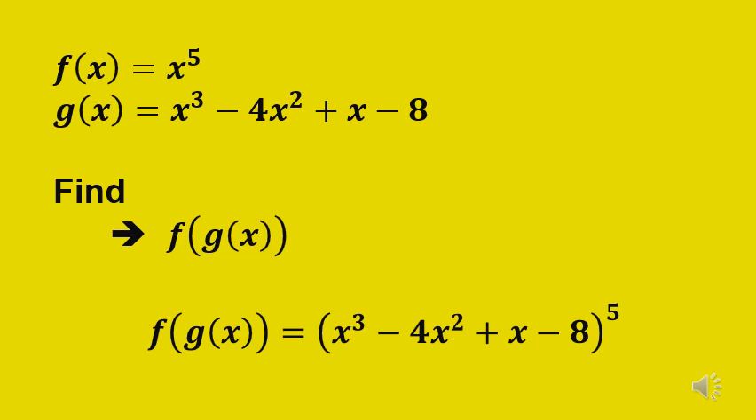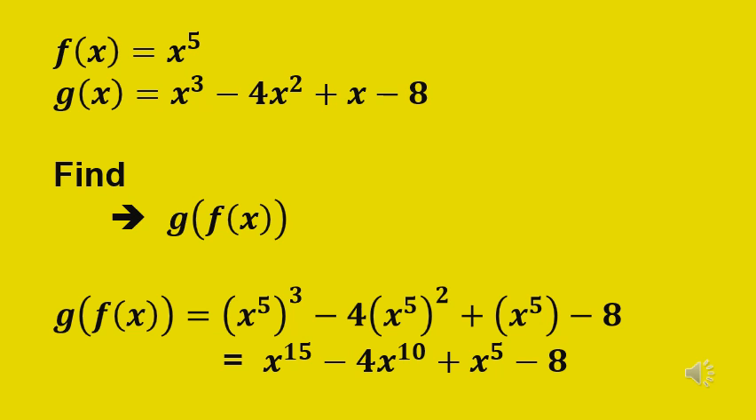Theoretically, you could multiply this by itself and then by itself again and again and again, but there's really no reason to do that. It just makes the problem harder. So yeah, we've got this whole quantity to the fifth power.